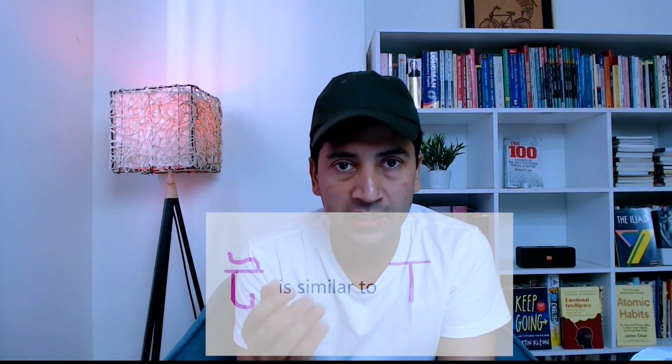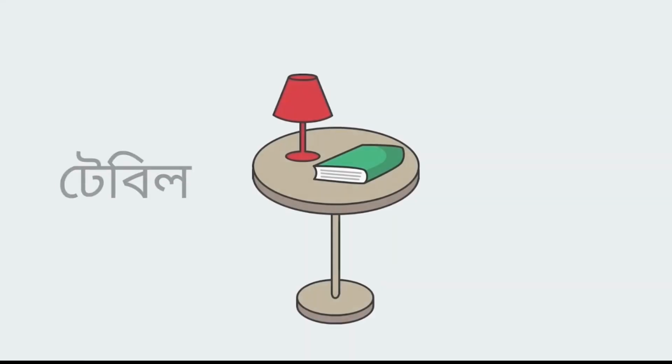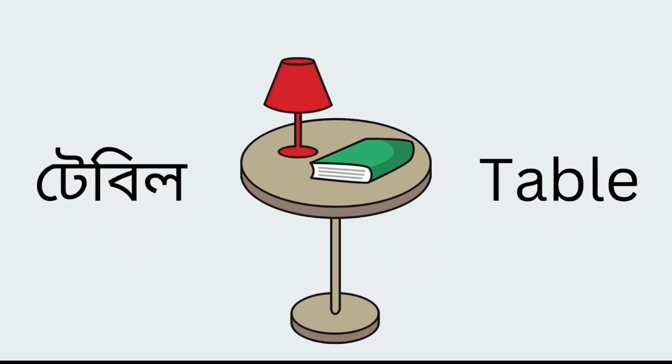Whenever we see the letter T, we tend to pronounce it with our Bangla sound to. For example, it's not table, it's table. But we are used to calling it table. It's not actually table, it's table.